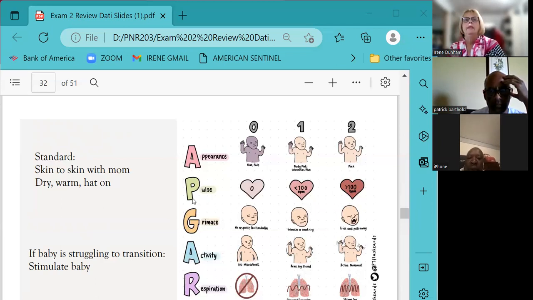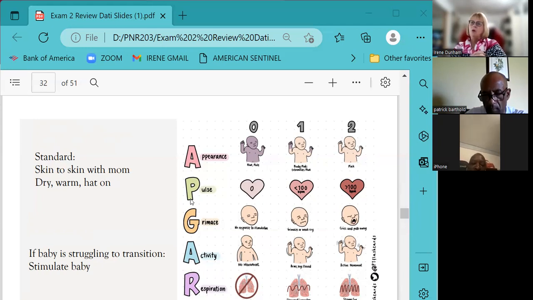All right. Now, P is for pulse. I'm going to check his heart rate. If I'm born with no heart rate, that's pretty bad. He gets a big fat 0. If I'm trying, guys, but my heart rate is below 100, I'm going to get at least a 1 because I have a heart rate. Thank goodness. If I have a heart rate that's greater than 100, it goes boom, boom, boom, boom, boom. I get a 2.